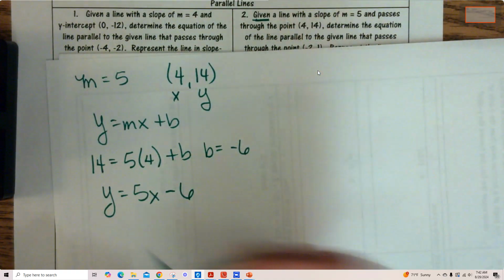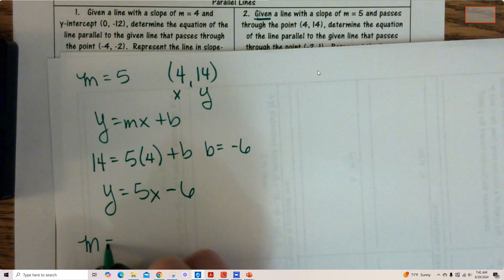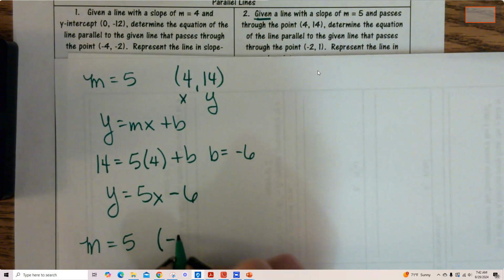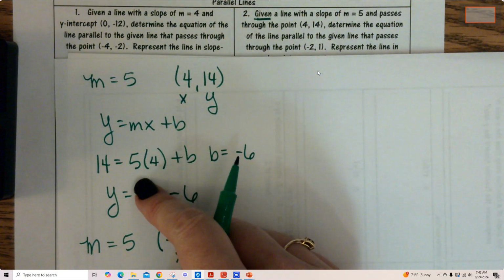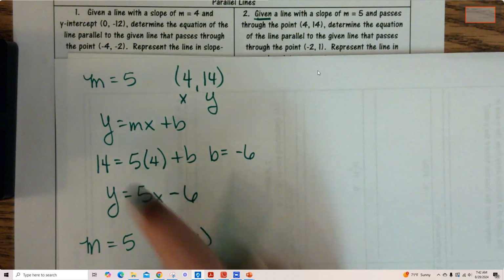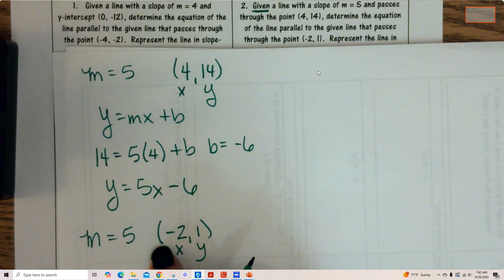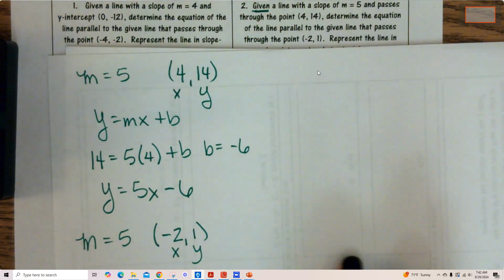So your new line, you know your slope is going to be 5, and then you have this ordered pair, -2, 1, an x and a y. The process that I just did, you'll do again, but with your new ordered pair. Whatever your answer is in slope-intercept form, you need to put it in standard form as well. So here's your question.